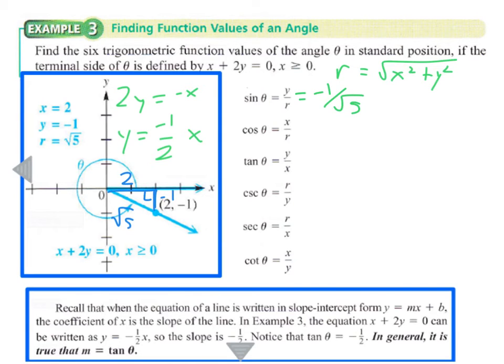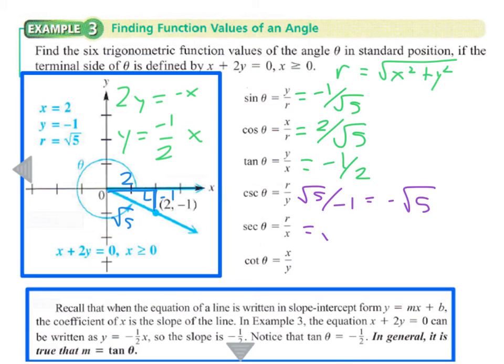Cosine being x over r, just be 2 over the square root of 5. And tangent being y over x would equal negative 1 over 2. The reciprocals then, cosecant being the reciprocal of the sine, would be the square root of 5 over negative 1. Of course, that would equal negative square root of 5. And the secant being r over x would be square root of 5 over 2. And cotangent equaling x over y would be 2 over negative 1.